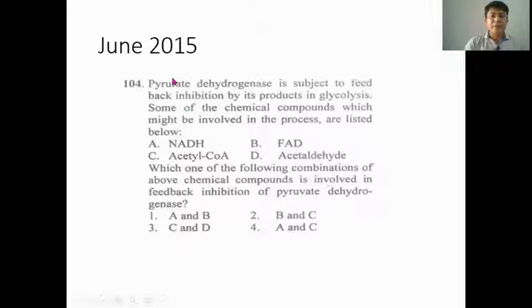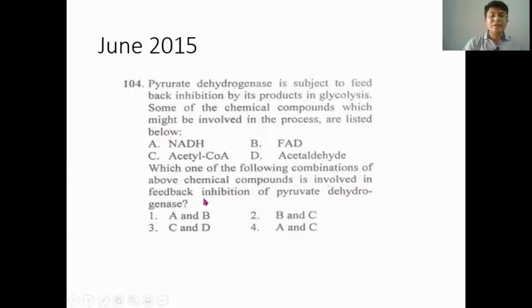Next question is, pyruvate dehydrogenase is subject to feedback inhibition by its products in glycolysis. Some of the chemical compounds which might be involved in the process are listed below: NADH, FAD, acetyl-CoA, and acetaldehyde. Which one of the following combinations of above chemical compounds is involved in feedback inhibition of pyruvate dehydrogenase?